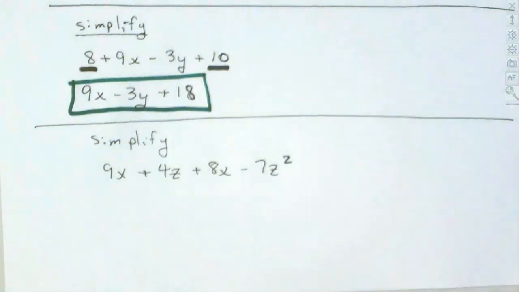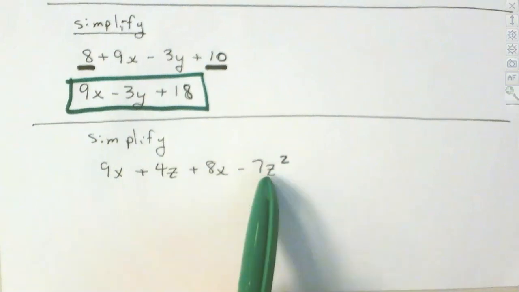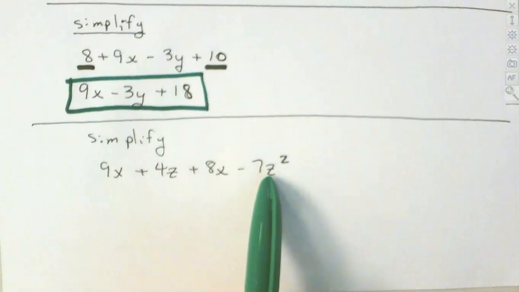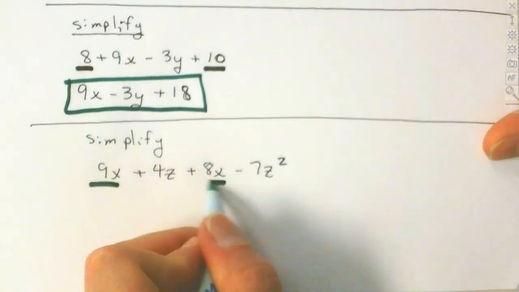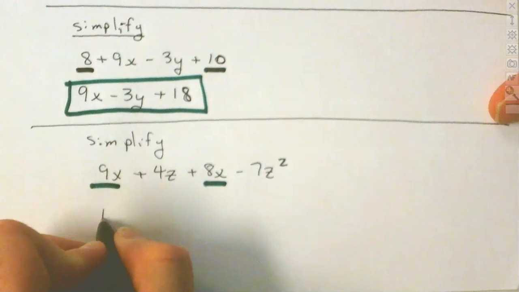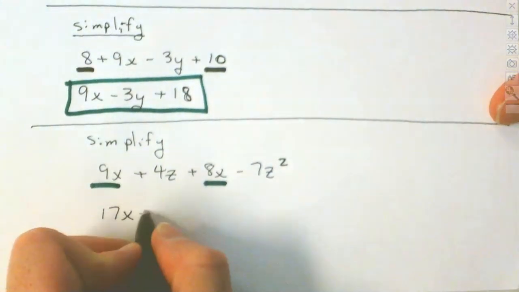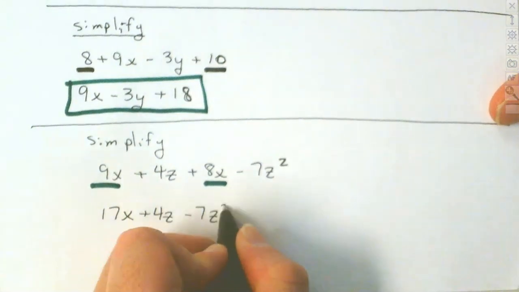Now, what can I combine together? Can I put these z's together? No. Why not? Right, this one is z, this one is z what? Squared. But what can go together? Okay, 9x and the 8x can go together. 9 and 8 makes it a 17x there. Then we have a 4z and a minus 7z squared.